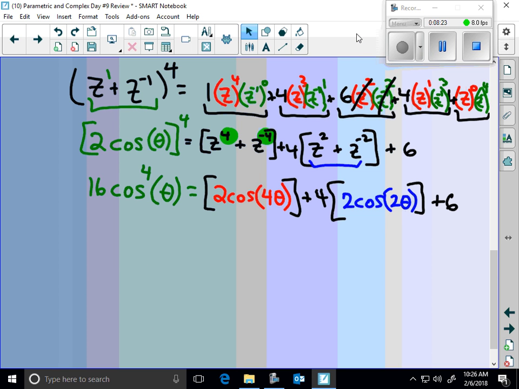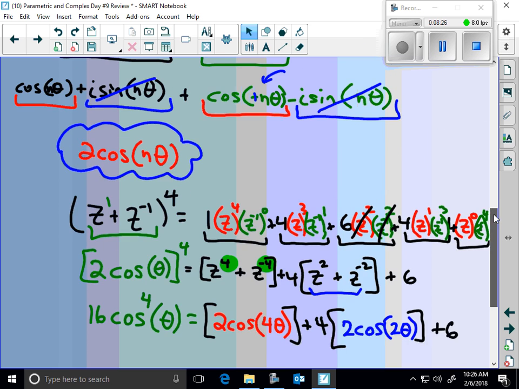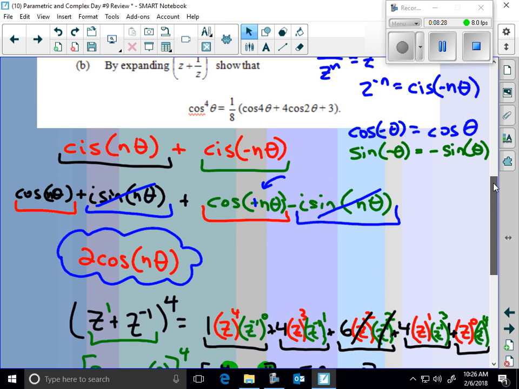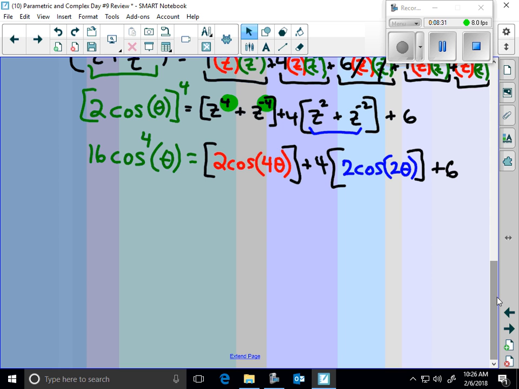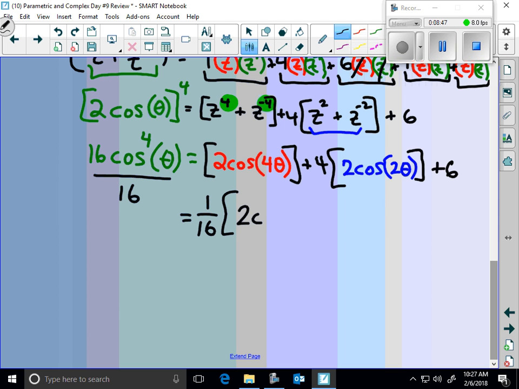I want to solve for cosine to the 4th. And what do I want it to be? I want it to be 1/8 of that thing. Let's see if we can show that's true. Well, if I want to just get cosine to the 4th alone, I'm going to divide by 16, which means I'd divide this side by 16 as well, which would mean 1/16 of 2 cosine 4 theta plus, I'm going to distribute that, plus 8 cosine 2 theta plus 6.